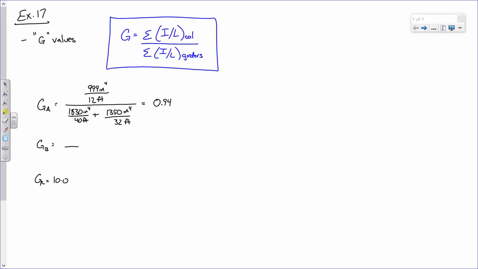Well, what do we got? We got 999 inches to the fourth over 12 feet plus, what is that, 1530 over what? What's the length? It's all the way over there. I'm going to need y'all's help. Now, does the denominator change at all? The big denominator. No, it's the same. Okay, and so what does this come out to be?